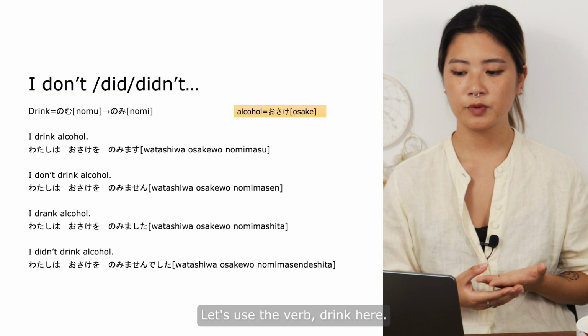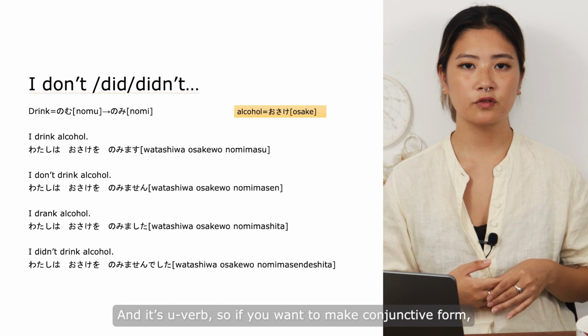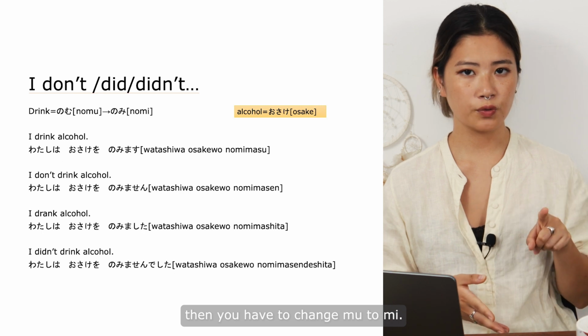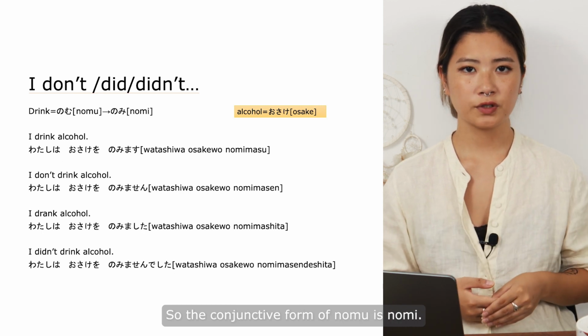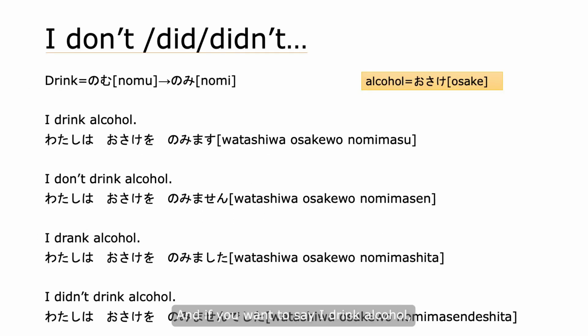Let's use the verb drink here. The dictionary form is 飲む and it's a u verb. So if you want to make the conjunctive form, you have to change MU to MI. So the conjunctive form of 飲む is 飲み. If you want to say I drink alcohol, for example, in present tense, you put ます to this conjunctive form 飲み. So it's 飲みます. Alcohol is お酒. So the entire sentence is 私はお酒を飲みます.